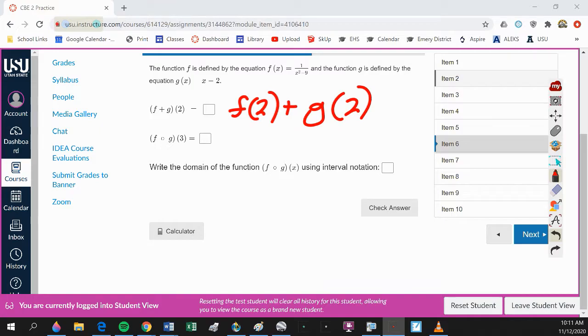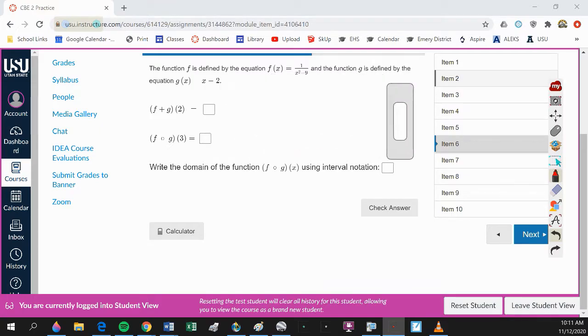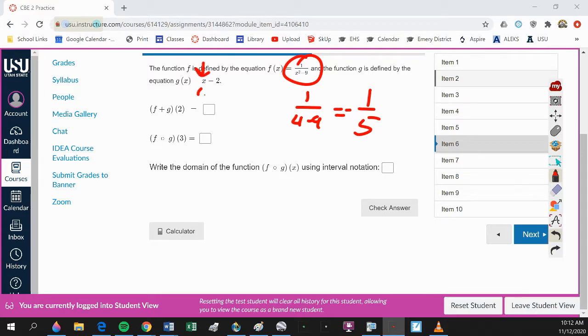So I plug in 2, and on this one I get 1 over 2 squared is 4. 4 minus 9, I get 1/5, negative 1/5. And I plug in 2 there, and I get 0. So I'm going to add 0 to that, and the answer is negative 1 over 5. Okay, so those are easy.